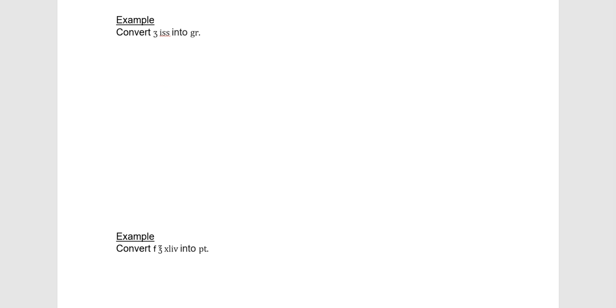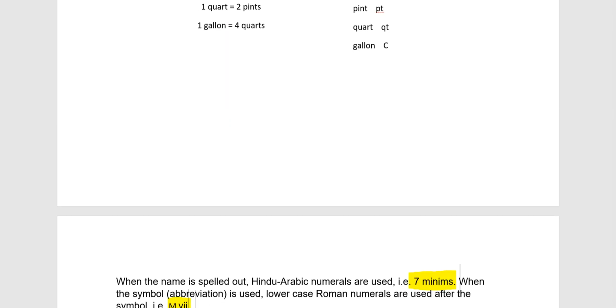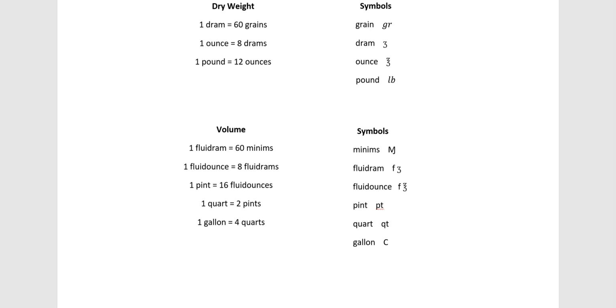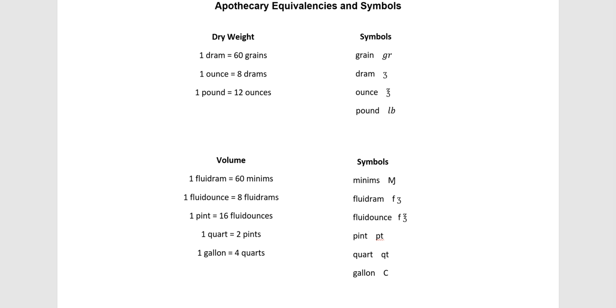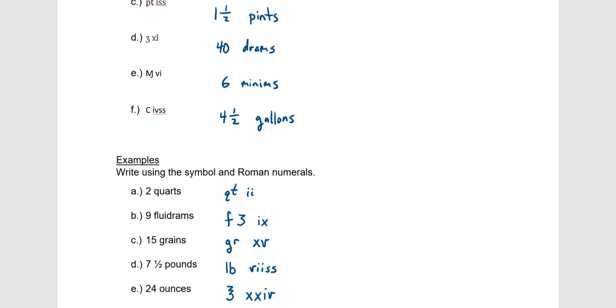Okay, so let's see an example first. Let's convert 1.5 drams into grains. So if we're setting up a proportion here, we're going to say 1.5 drams is to how many grains. So 1.5 drams over X grains, where we're going to be solving for X. And then if you go back up to the equivalencies, which is essentially the conversion here, the conversion is this one right here. 1 dram equals 60 grains. So that's how we're going to set up the other side.